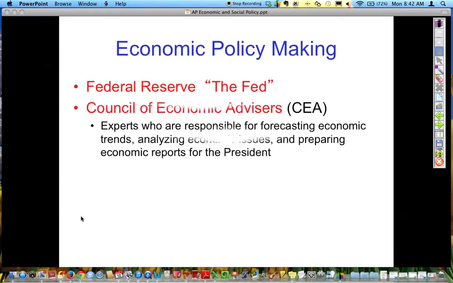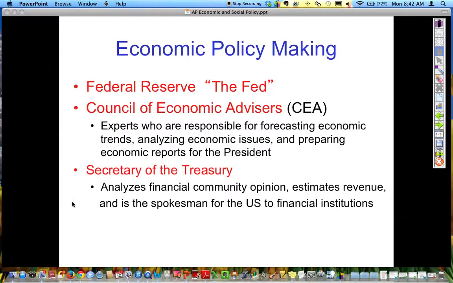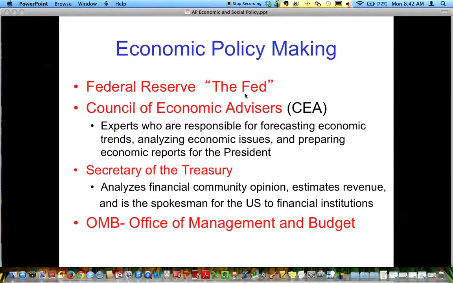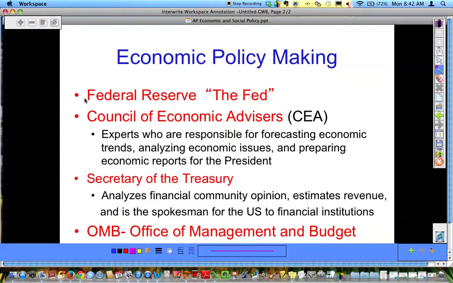The Federal Reserve, again, is called the Fed, and I want to go over several economic policy groups. I think you've seen these, but I want to go specifically over the role of who has a hand in this area. First of all, the Federal Reserve controls the amount of money in and out of the economy. Next is the CEA, the Council of Economic Advisors, experts who are responsible for forecasting economic trends. They report to the president and help him with his economic policy. So this is his trusted group of advisors, the CEA.